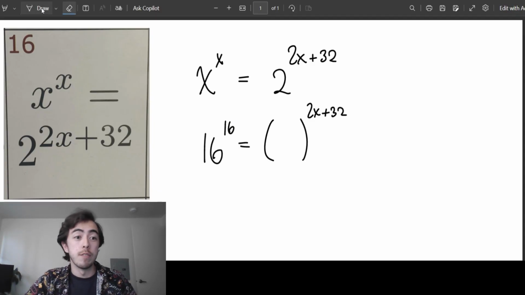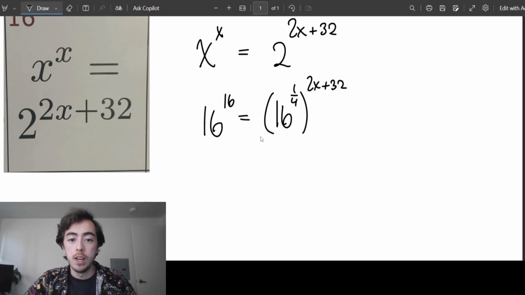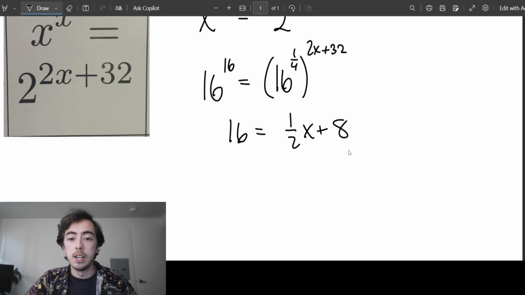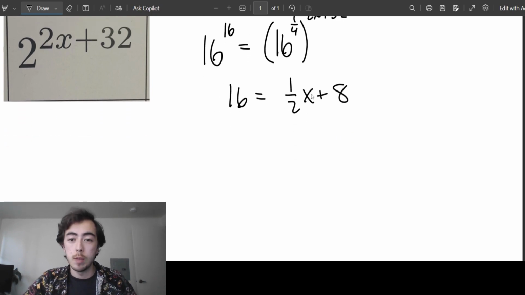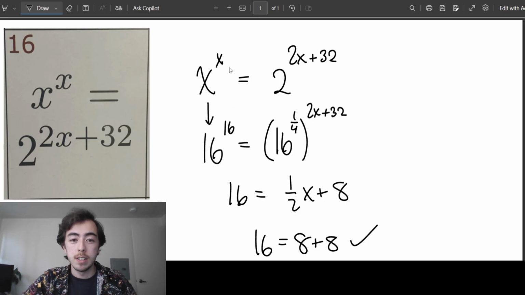I would need to take the 4th root of 16, so I would put a 1/4 here. And now that the bases match, I can compare the exponents. Multiplying the 1/4, I get 1/2 x plus 8. X is 16 in this example, and half of 16 is 8. And so we do indeed get a match. And so this does tell me that x is supposed to be 16. Yes, this was the last 16 that I needed to plug in.